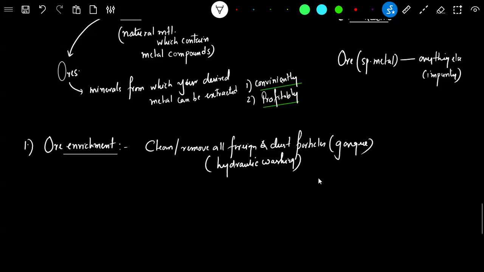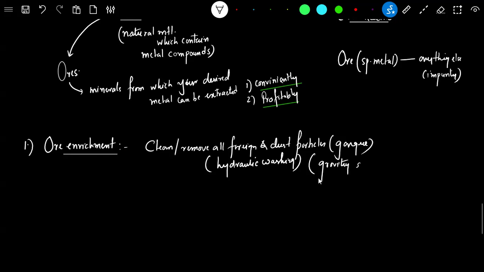Sometimes all of you must have made rice at your home, right? If you bring the rice from the village market, which is good quality rice, you can't directly cook it. You soak the rice, and then what happens? The impure or dirty water goes out, so you're washing the dust out of the rice. That's called hydraulic washing. Then we use another process called gravity separation.